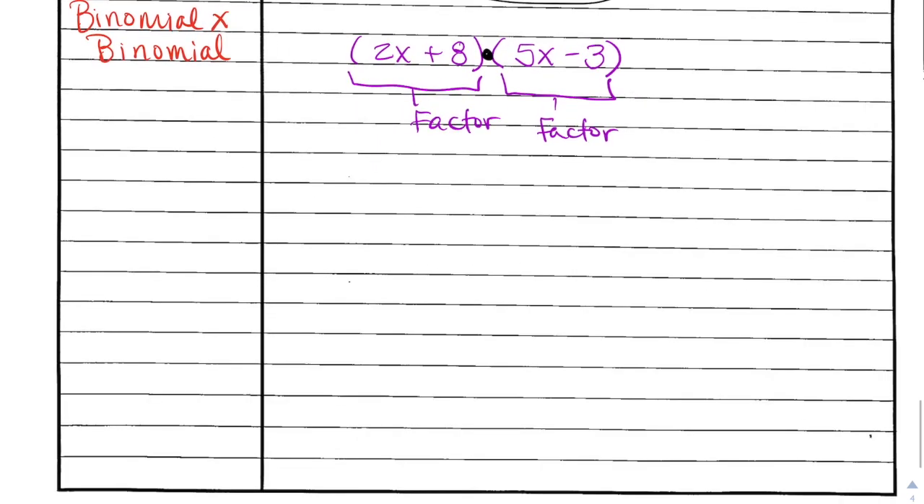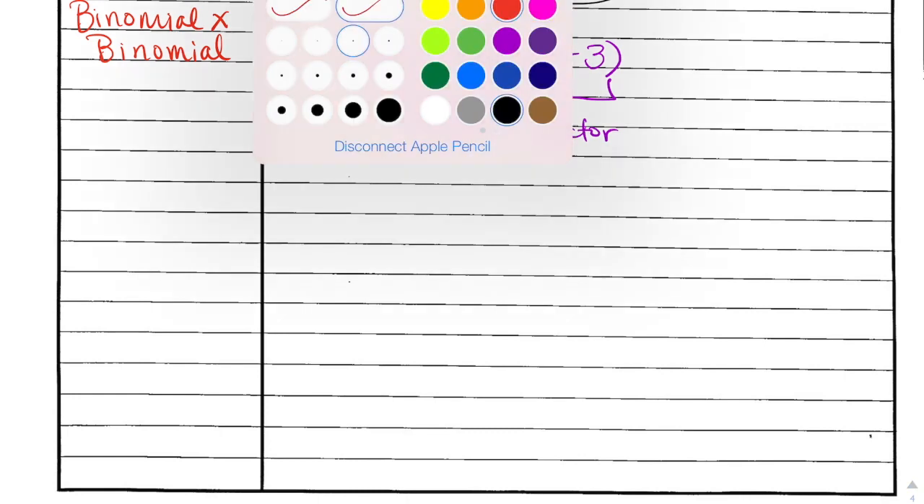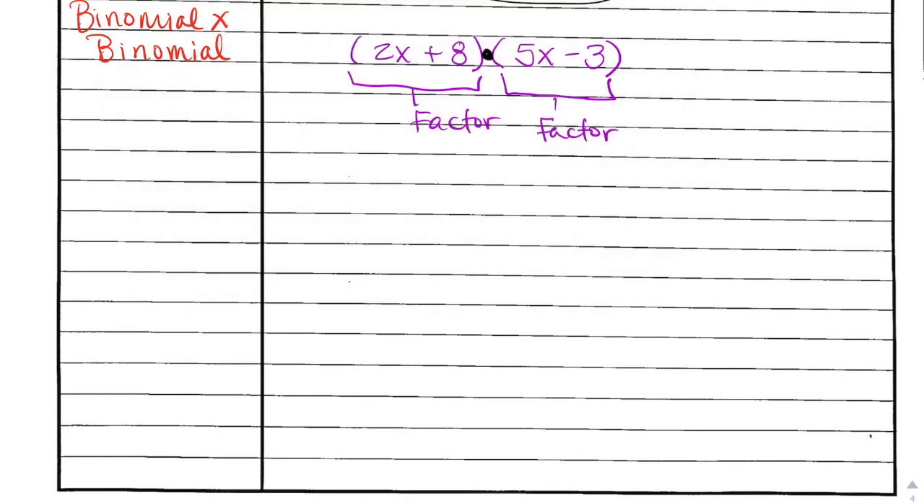So now we're going to set up a box. The other way you could do this is the FOIL method, but again, people tend to lose track of things. So this is the best way to organize it. Now that we have a binomial times a binomial, we're going to set up a bigger box. So make yourself a bigger box. And remember, we're going to bring our factors off to the side here, factors and factors up top. And this is a big multiplication table.